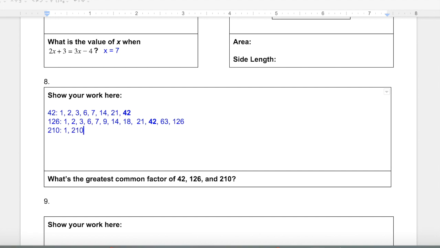We know 1 and 210 is going to work. We know that 2 and 105 will work. Let's try 3. We know 3 and 70 will work. Why don't we go ahead and try 42, since we already know that's the greatest common factor of the rest of them. Okay, and that is 5 and 42. So 42 is a factor of all 3. That means that the greatest common factor of those numbers is 42.